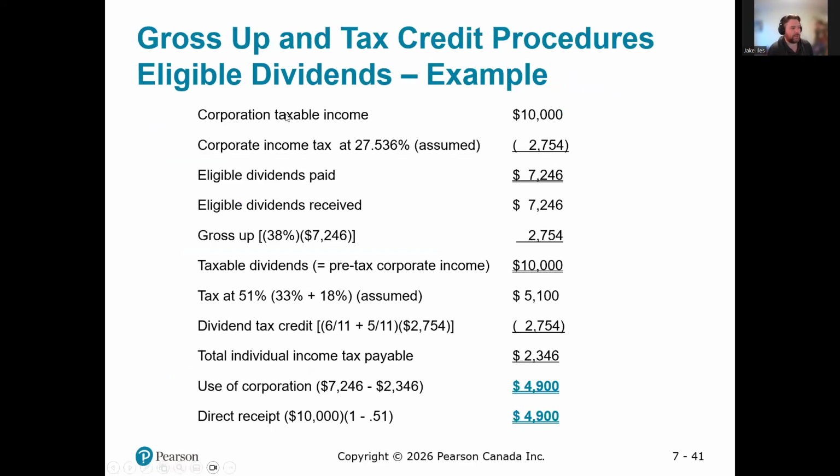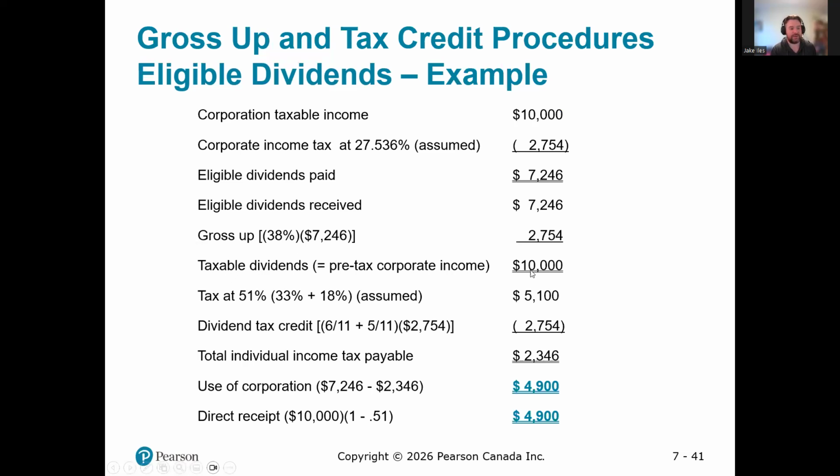So this example shows the corporate taxable income, let's say it's $10,000. If we assume that perfect integration tax rate of 27.536%, they will pay taxes of 2,754, which leaves 7,246 in the corporation. The corporation had income, paid taxes, that's how much is left. The shareholder wants the full amount, so they get paid the 7,246, and that gross up of 38%, when we apply it to the dividends received, will add back 2,754, which matches the taxes paid. That's the goal of the gross up, to add back taxes paid.